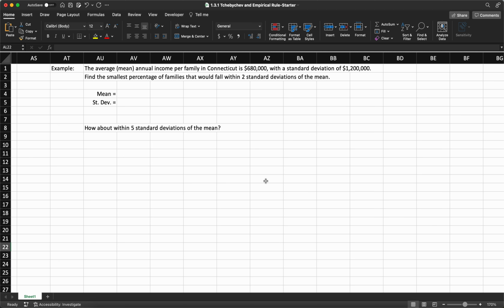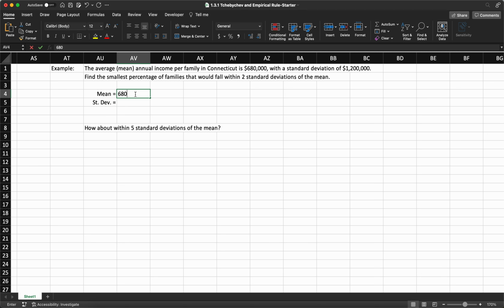$680,000 is very high. It is, but that's because this data are skewed, because most people make less than that, but some people make way more than that, and those few people that make a lot more than that skew the mean to the right, which makes the mean much bigger. I think the median income in Connecticut is like $80,000 for an individual. So for a family, it's probably around 130, something like that. I'm not sure exactly on that data. I haven't looked it up.